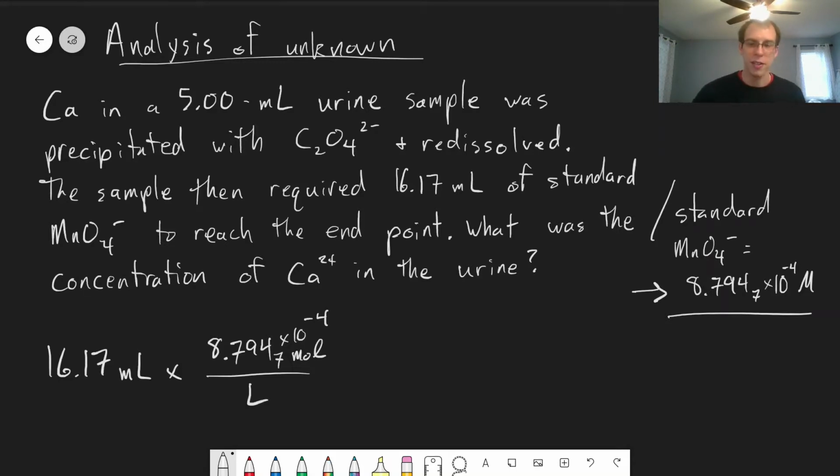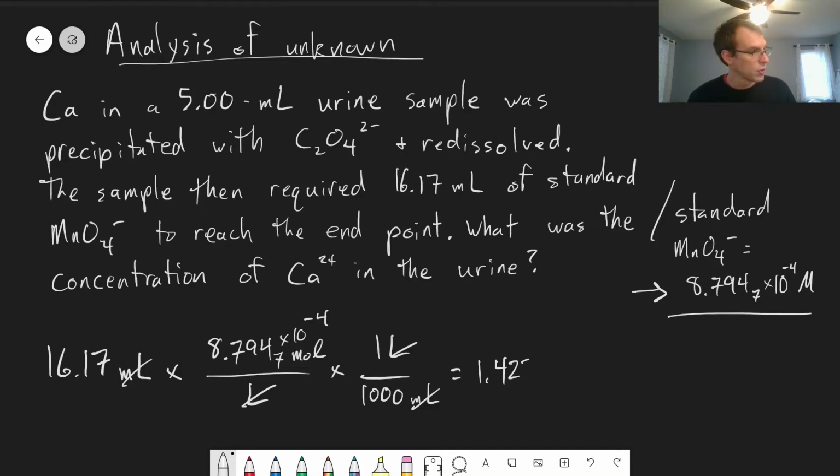Our units don't match up here. We need to convert to milliliters. For every 1 liter, there are 1,000 milliliters. So our liters will cancel, our milliliters will cancel, and that gives us the moles of permanganate. If we multiply that out, that gives us 1.422 times 10 to the minus 5 moles of permanganate.